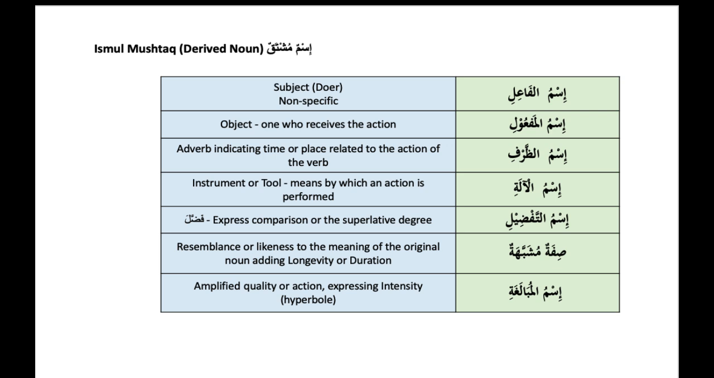Now we are going to look at something very, very important. We need to learn the 7 types of Ismul Mushtaq. We need to know the ins and outs of these different forms of Ismul Mushtaq and how they differ from each other. We need to know them in this order: Ismul Fa'il, Ismul Mafool, Ismul Zarf, Ismul Ala. These 4 first. Then the other 3: Ismul Tafdil, Sifatun Mushabbaha, Ismul Mubalaga.